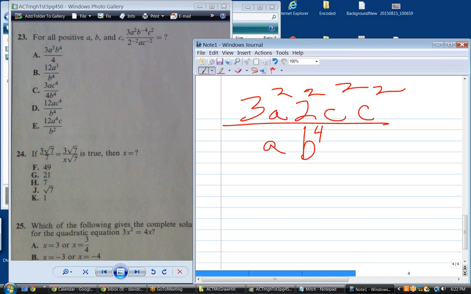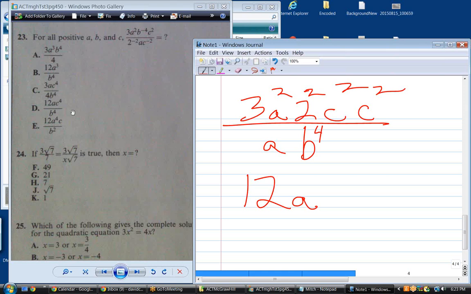What's the next step? What's the new numerator? What's the number part? Always do the number part first. It would be 12. What's the a part? A. Just pure A. We're done. Notice there's only one answer that has a 12a in it.